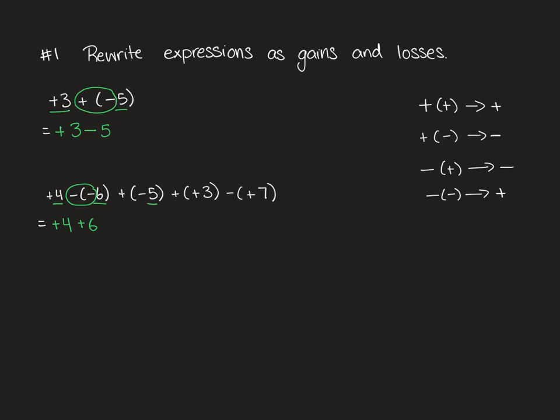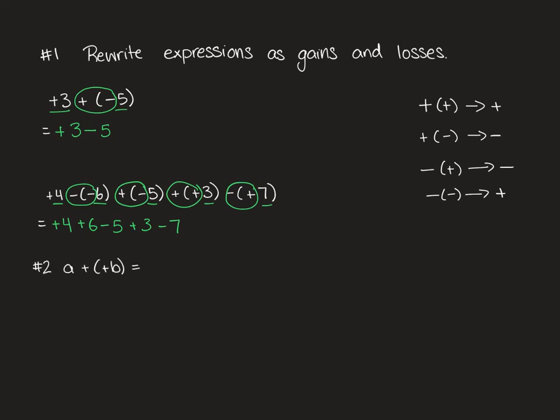Our next number is 5. To figure out the symbol between it, when you add a negative, that is a loss. Then we're going to add a positive, which is a gain of 3. We subtract a positive, which is a loss of 7. So for question 1, that is all you are doing.